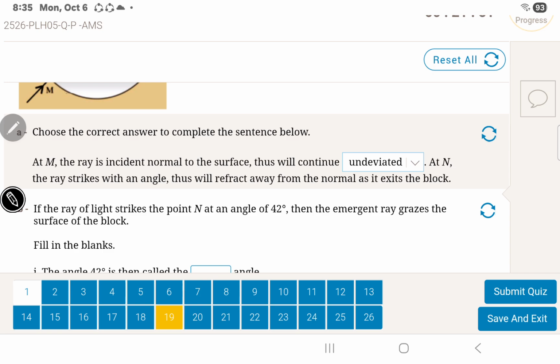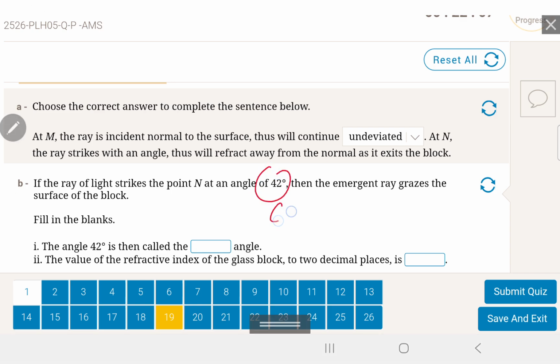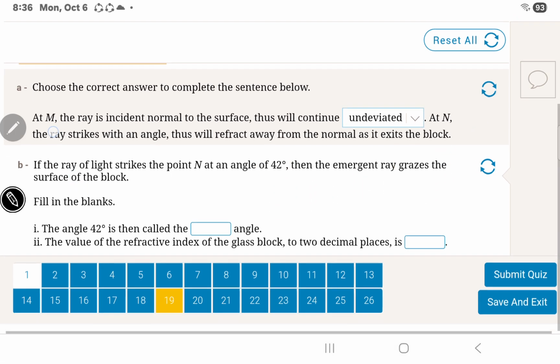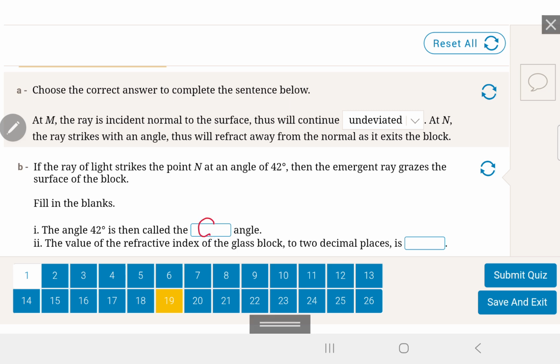At M, the ray strikes with an angle, thus it will refract away from the normal as it exits the block. If the ray of light strikes the point N at an angle 42, then the emergent ray grazes the surface. Here they are telling us that 42 is the critical angle, because of the word grazes. Grazes the surface means at right angle to the normal, or 90 degrees to the normal. So bear this in mind. The angle 42 is then called critical angle. So here we write critical angle, angle C.